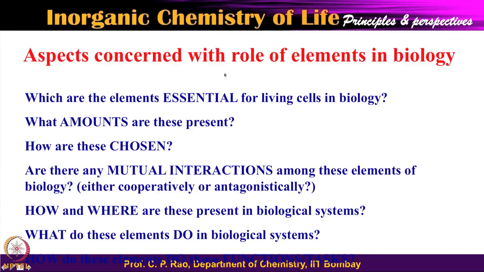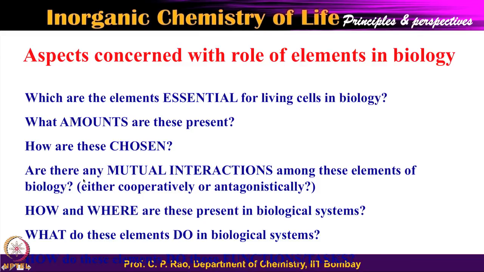What are the aspects concerned? When you say some of the elements are used by life, which elements are used by life? Question number one: which of these elements are essential for living cells in biology? And that is not sufficient. How much, what amount, are these present? These two are there, and who chooses this is also an important thing. It is also a very curious aspect.